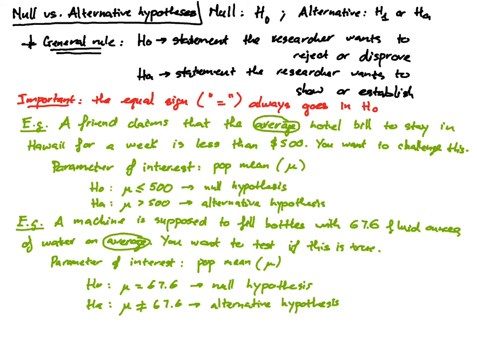So the choice of what goes into the null and the alternative really depends on the wording of the problem, right? So you have to read the problem and decide which signs go where.